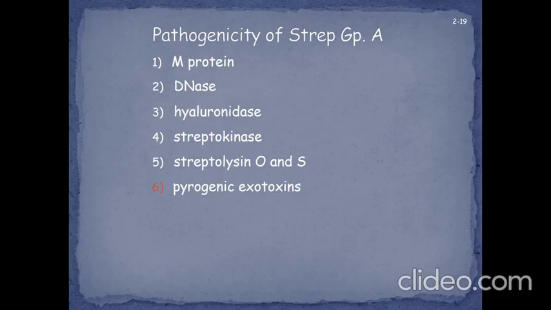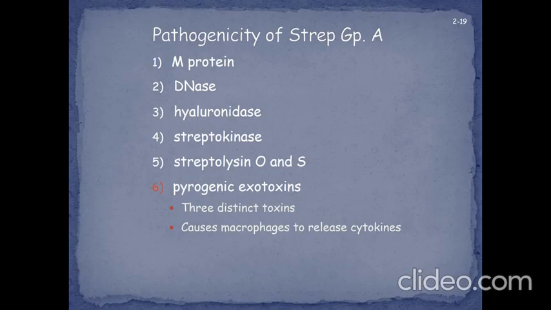The last one here is pyrogenic exotoxins. Now, this is a group of 3 distinct toxins, so completely different toxins that will cause macrophages to release cytokines. When it does this, it triggers fever, rash, and shock. So this can be very similar to the toxic shock syndrome that we saw before. In fact, it is a toxic shock syndrome that's associated with group A strep. And we'll talk about these toxins in more detail when we get into the disease states that exist with these. Scarlet fever is one of those as well. But again, these toxins cause the macrophages to release their cytokines, which then causes all sorts of problems.